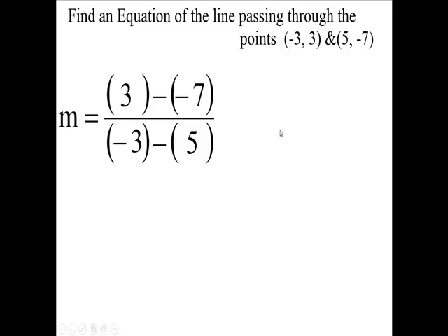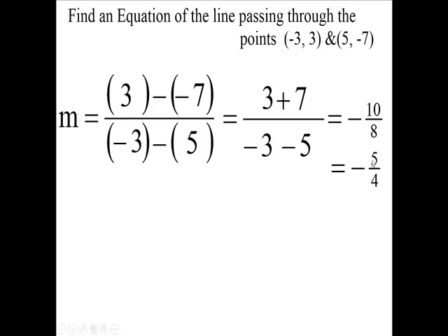So you end up with 3 plus 7 and -3 minus 5. So we end up with 10 on the top, 8 on the bottom, but you end up with a -8. So we have a negative slope here. Okay, negative slope, which is -5/4. We already kind of knew that.